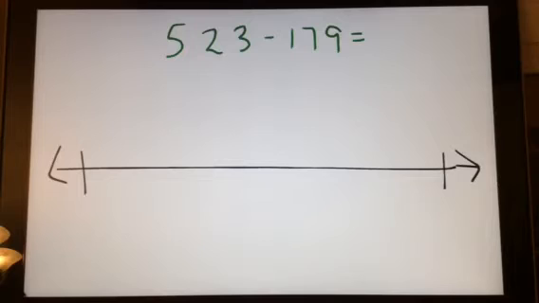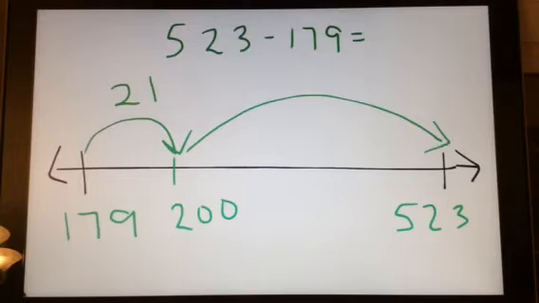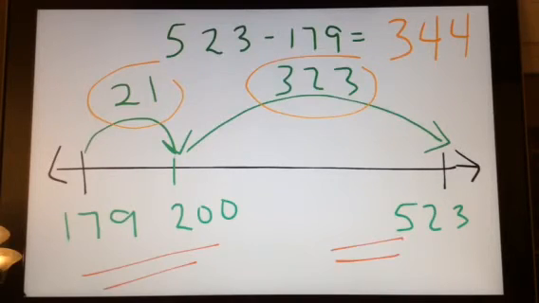Now let's try this again. Our ultimate goal is to be able to have the students find the difference using the number line in 2 jumps or less. So if we again jump to 200, we know the difference from there is 21. And here we should be able to tell that the difference is 323. Again, adding these two together, my final answer, or the difference between these two numbers, is still 344. So the ultimate goal is to be able to make this in 2 jumps.